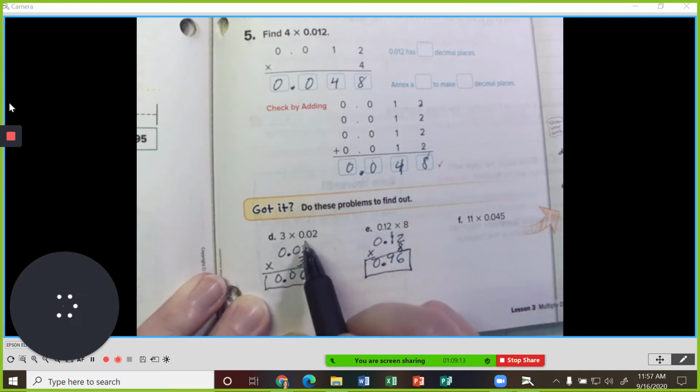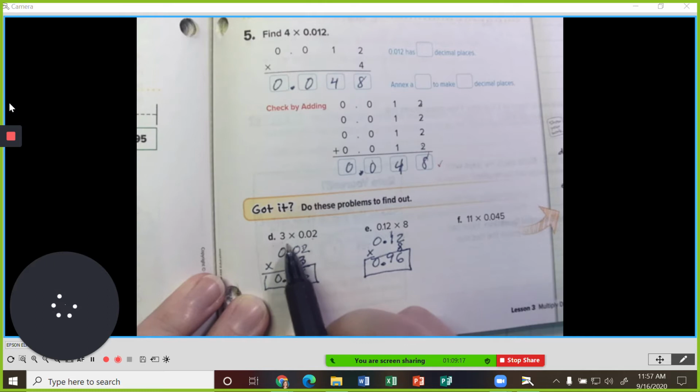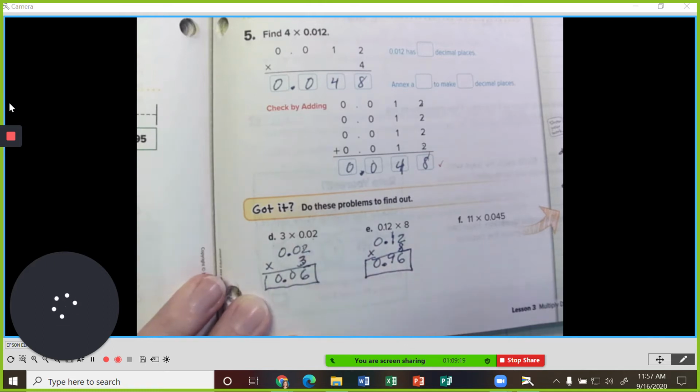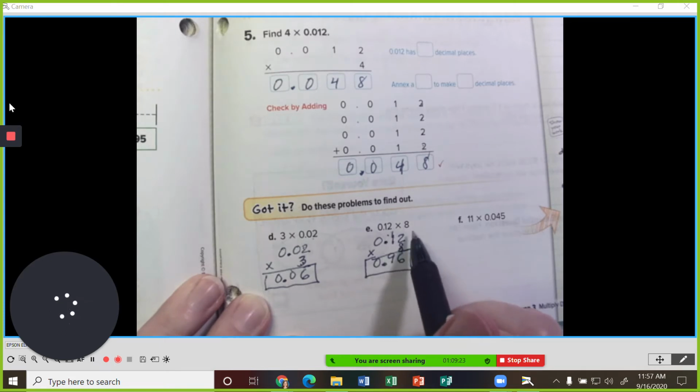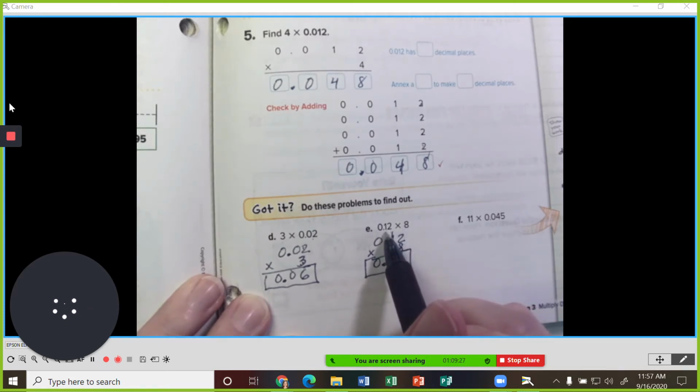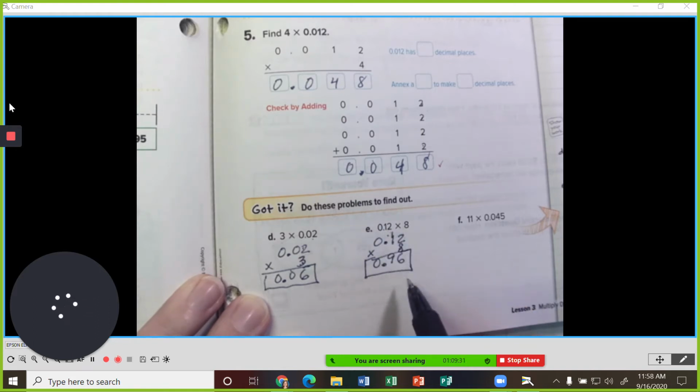And if you think of this like money, this should help you to make sense of it. So this would be like having 2 cents 3 times. 3 times 2 cents would be 6 cents. Okay, this would be like having 12 cents 8 times. So 8 times 10 cents would be 80 cents. 8 times 2 cents would be 16 cents, so 96 cents. All right, so that should be helpful if you think of it like money.